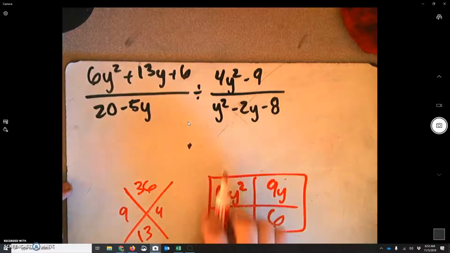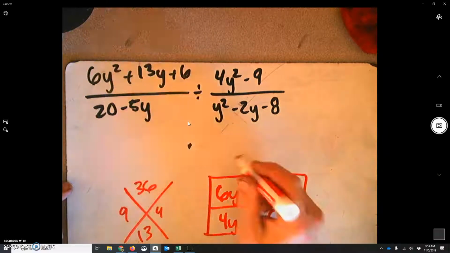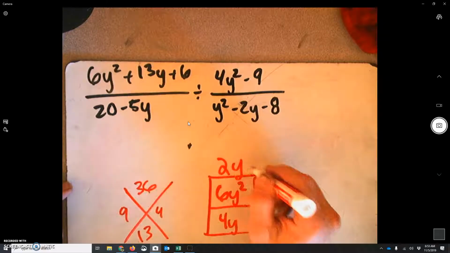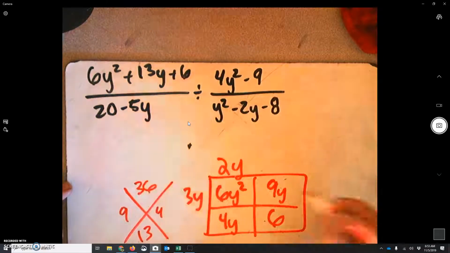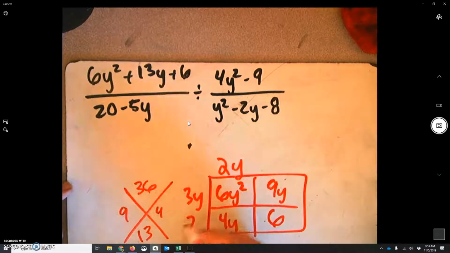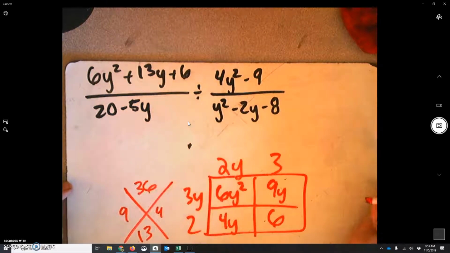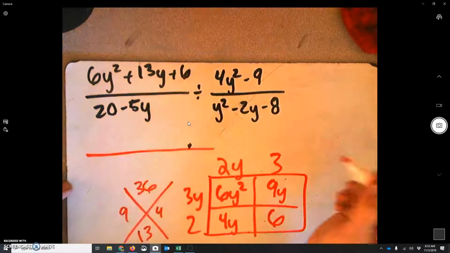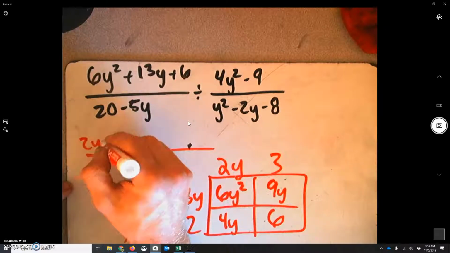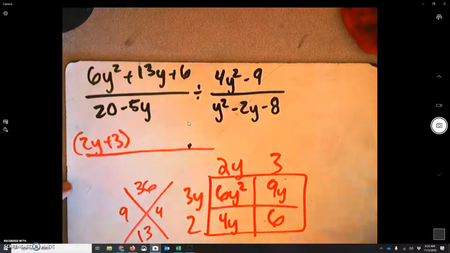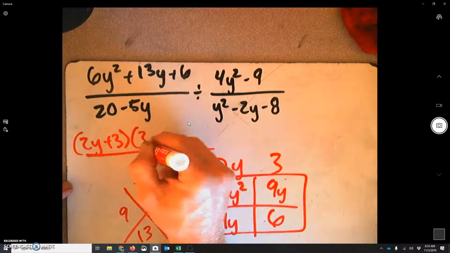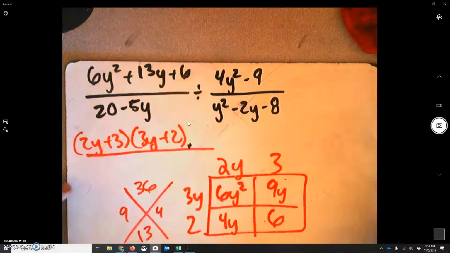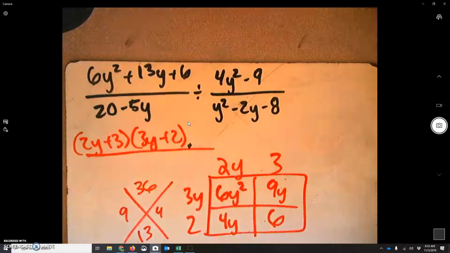All right, factoring out, we can pull out a 2 and a y from both. 2y times 3y, 2y times 2, and 2 times 3. So our top is going to factor into 2y plus 3 times 3y plus 2. All right, let me erase all this work down here.